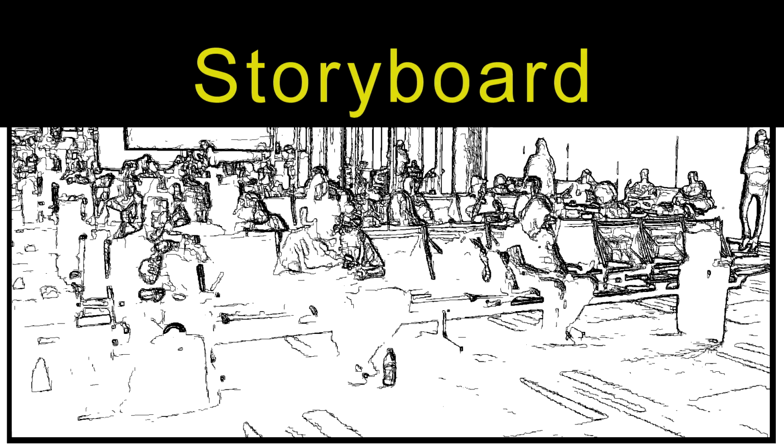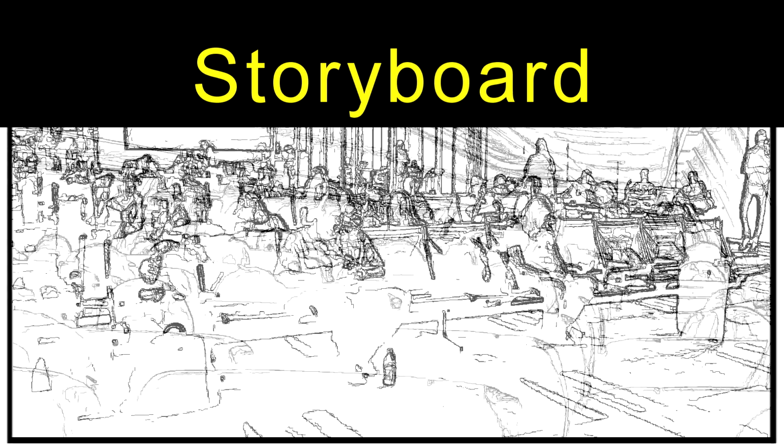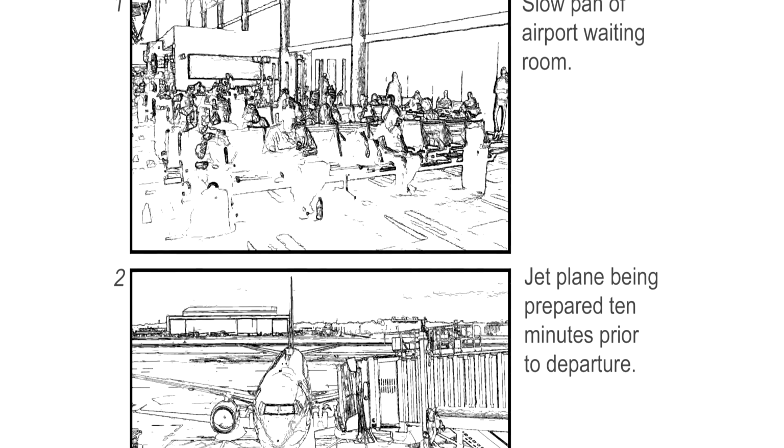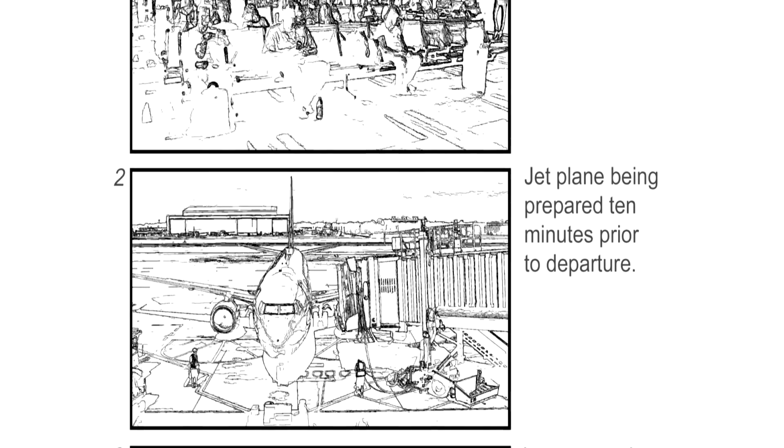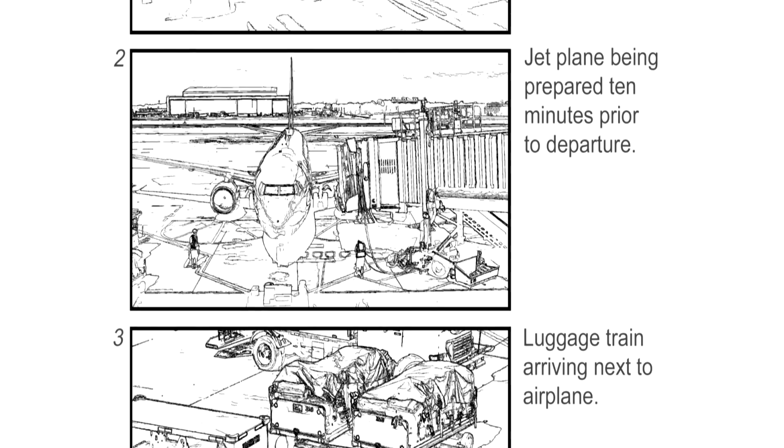A storyboard is a series of drawings that enables the director to convey to his or her crew how every shot is to be composed and the action to be included in each shot.